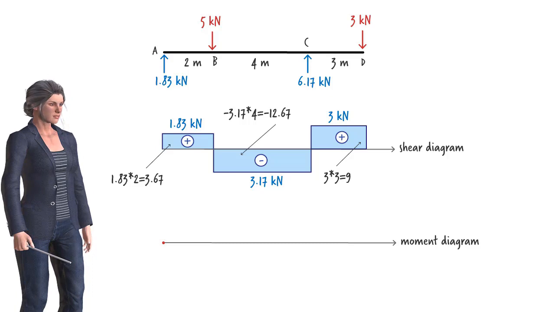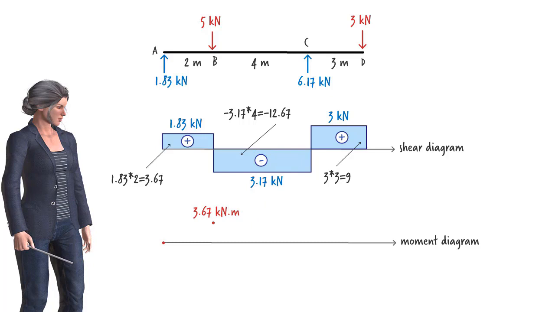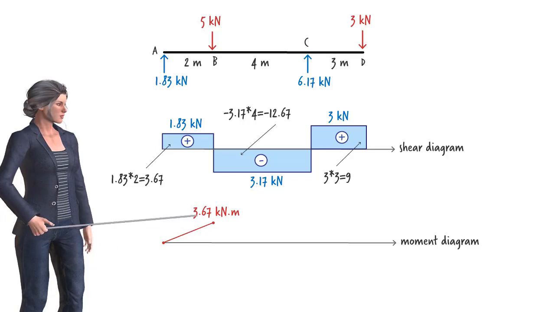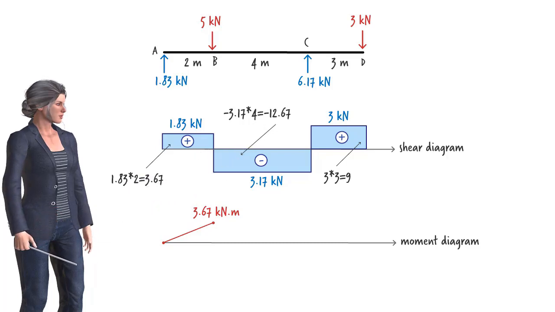The moment value at the right end of segment AB, therefore, equals 0 plus 3.67, or 3.67 kilonewton meters. And since the shear force in the segment is constant, we connect the two endpoints using a straight line, like this. For segment BC, we know the moment value at B, and we know the area under the shear diagram. Therefore, the moment value at C is equal to 3.67 minus 12.67, or negative 9 kilonewton meters.